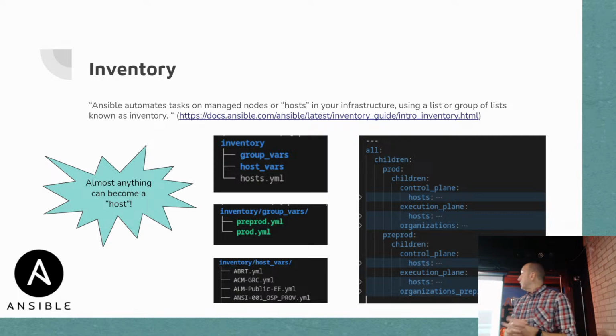Okay, and now I'm going to talk about the inventory. I copied the definition from the official documentation. Inventory is basically a group of lists of hosts. But I put a remark there, that basically anything can become a host. A host, in the original meaning, was a server, a virtual machine, mainly. But generally, you can use an inventory and store anything as a host.